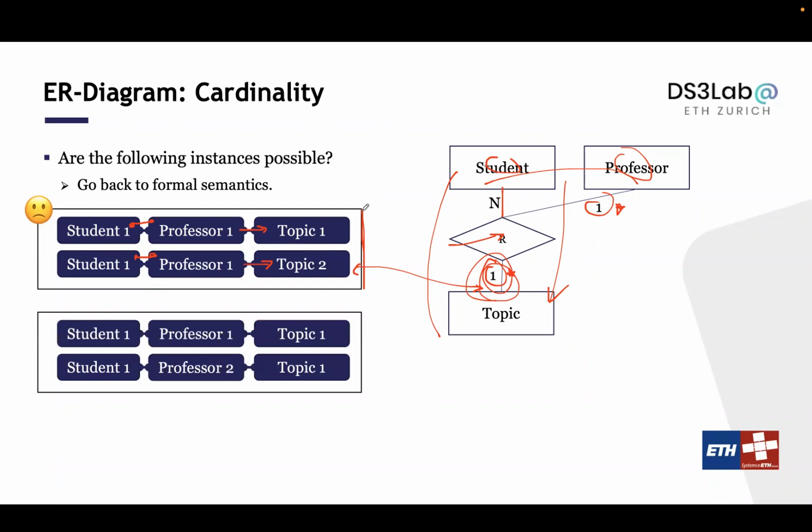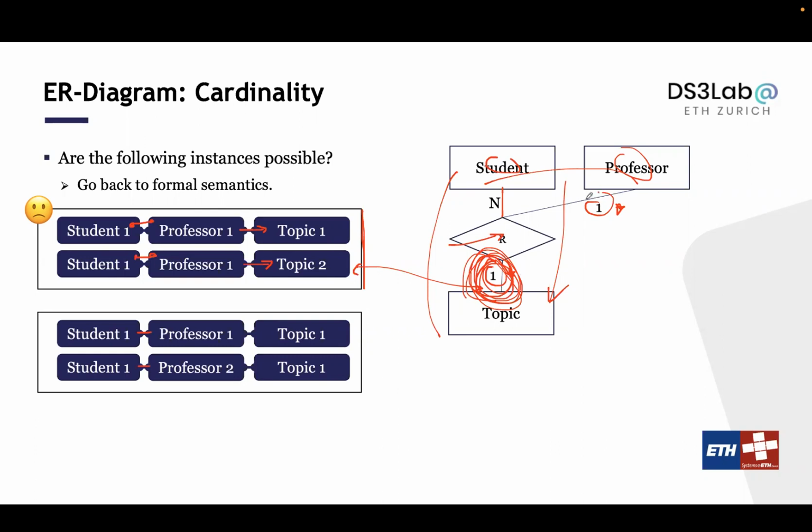So how about this one? I have student 1, professor 1, topic 1, and student 1, professor 2, topic 1. Are we allowing this? The way to think about it is to go through every single constraint I have to see whether it is satisfied or not. If we take the topic constraint, I'm saying I cannot have different topics associated with the same professor and student pair. In this case it is okay, because these are two different pairs, so it won't break the topic constraint.